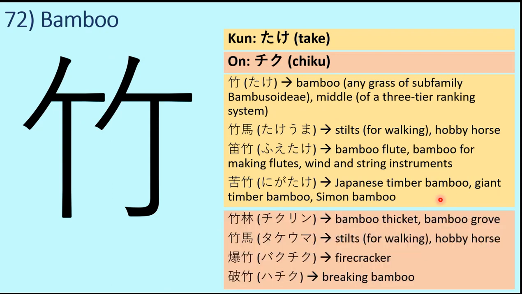In On'yomi, we have a few readings here. So you can see chikurin. Chikurin means bamboo thicket or bamboo grove.